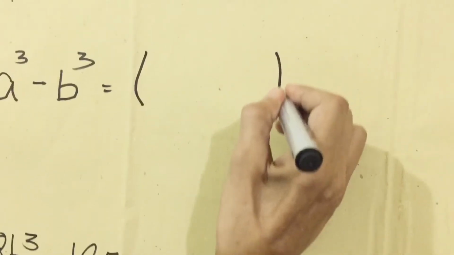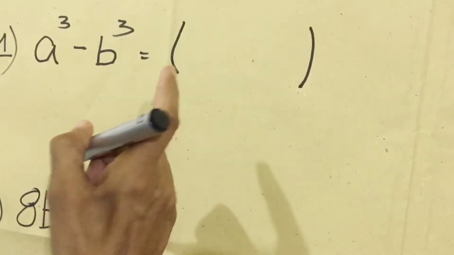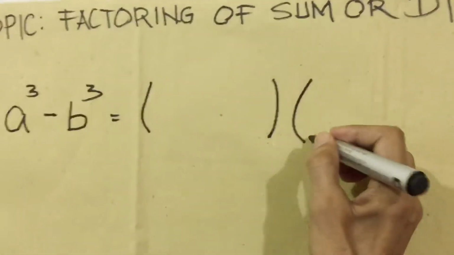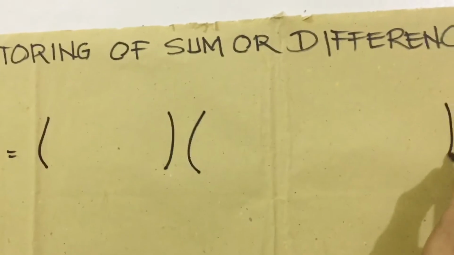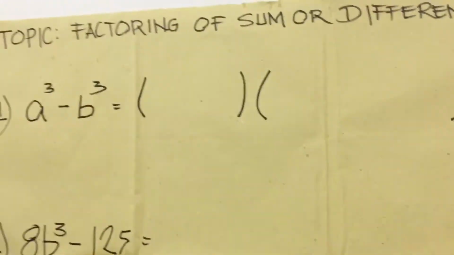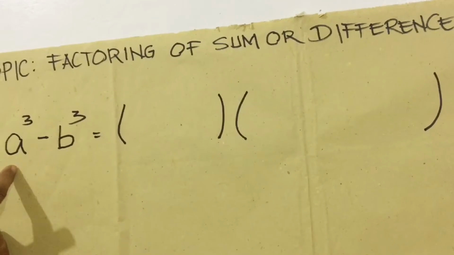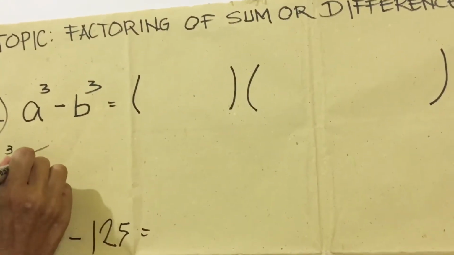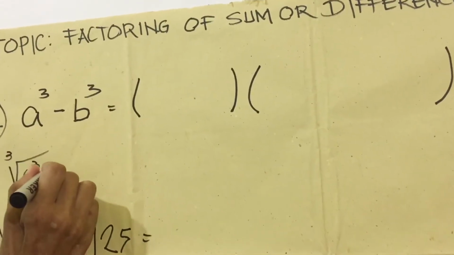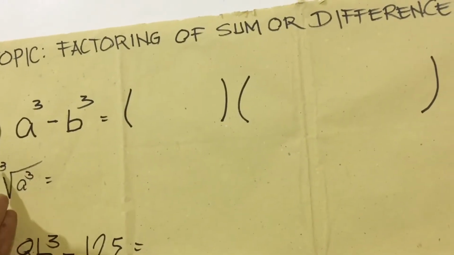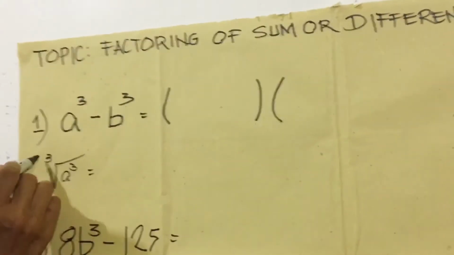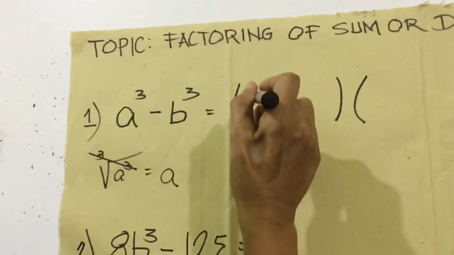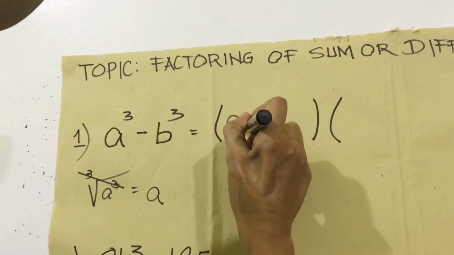Make one parenthesis for the binomial factor and another parenthesis for the trinomial factor. And then the next step is to find the cube root of a cube. To find that, we cancel the index together with the exponent, so the remaining is a. Therefore our answer here for the binomial factor is a.